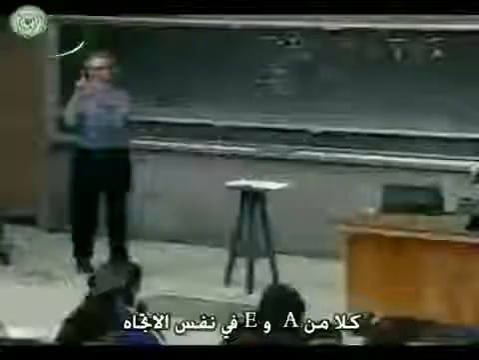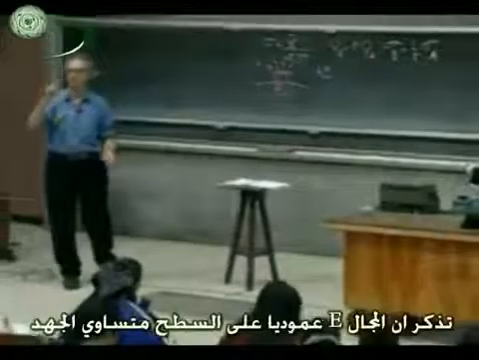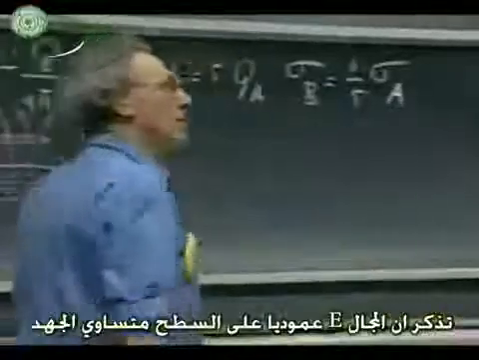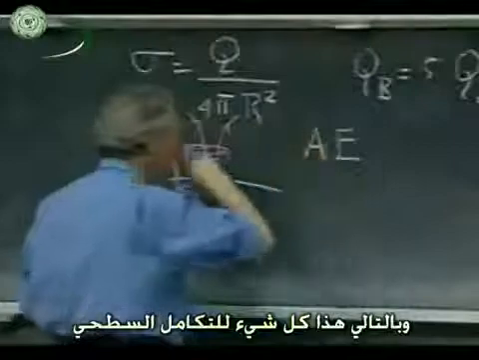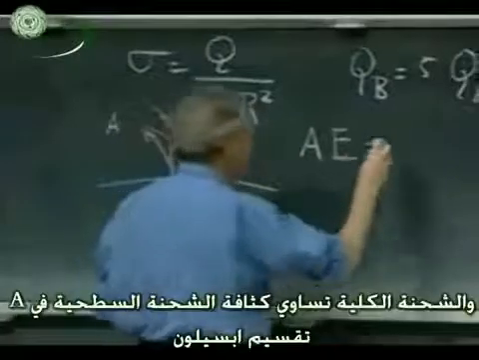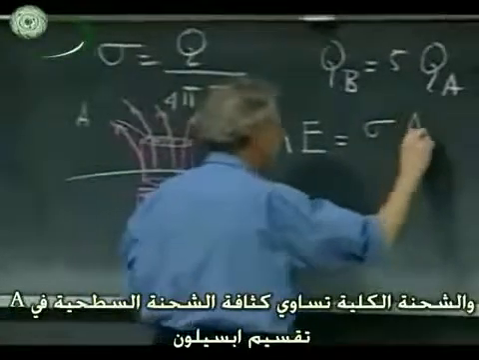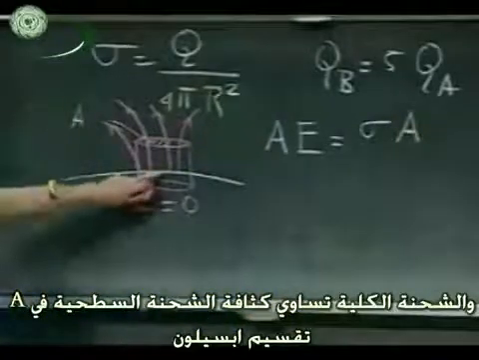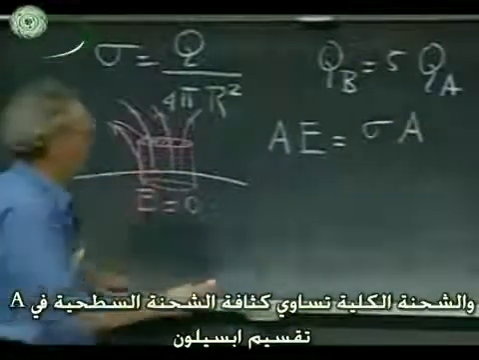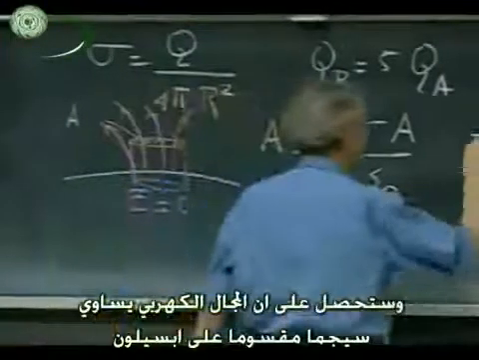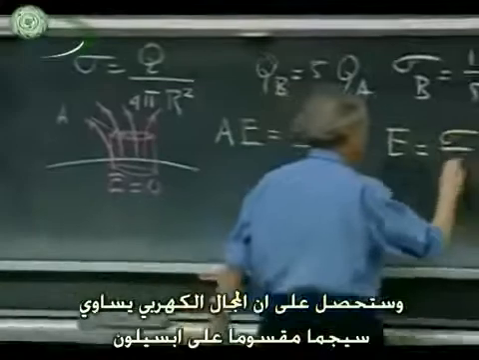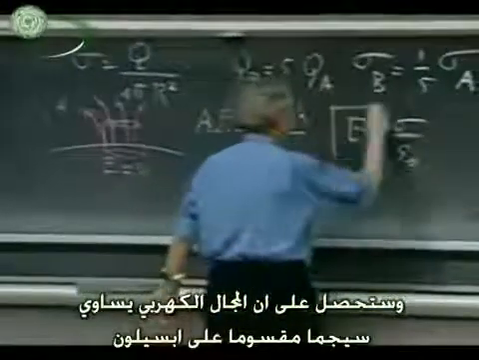The A and E are in the same direction, because remember, E is perpendicular to the surface of the equipotentials. And so this is all there is for the surface integral, and that is all the charge inside. Well, the charge inside is, of course, the surface charge density times the area A divided by epsilon 0. This is Gauss' law. And so you find immediately that the electric field is sigma divided by epsilon 0.